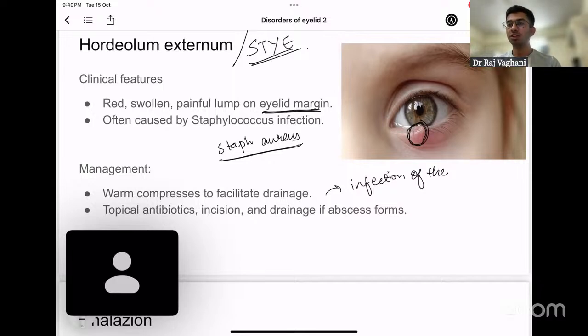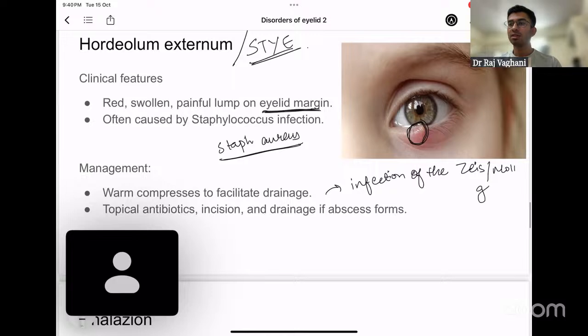Tell me which gland? Infection of the Zeiss gland or Moll gland. So it is the infection, inflammation, or blockage of the Zeiss or Moll gland. This gland secretes some kind of secretion, and if it is unable to secrete, the secretions will remain inside the gland. Then it will become more and more, and the gland will become very swollen, giving the appearance of a red, painful, swollen lump. So that is the buildup of secretions of the Zeiss and Moll gland.